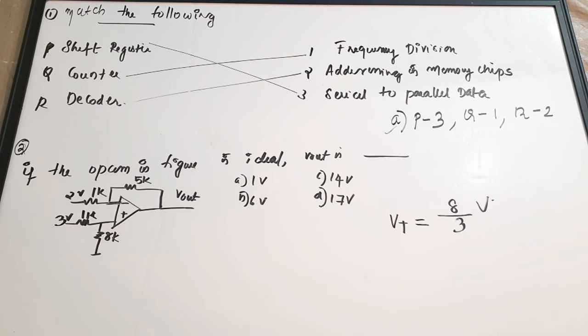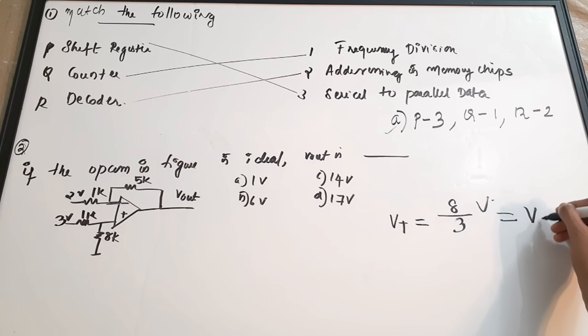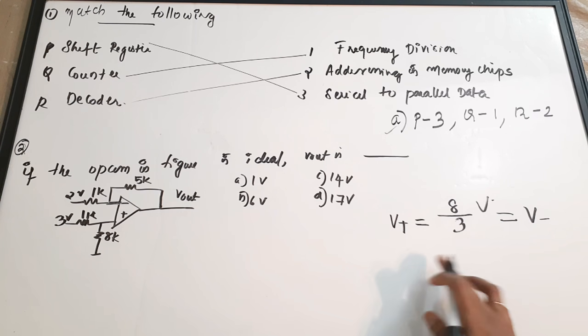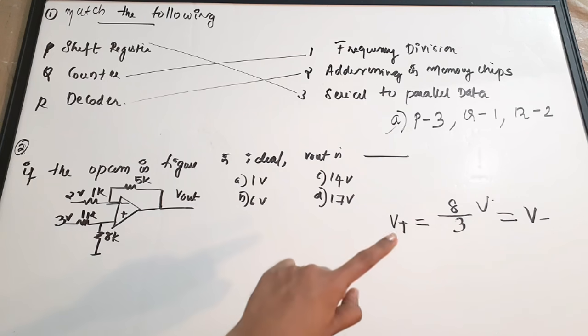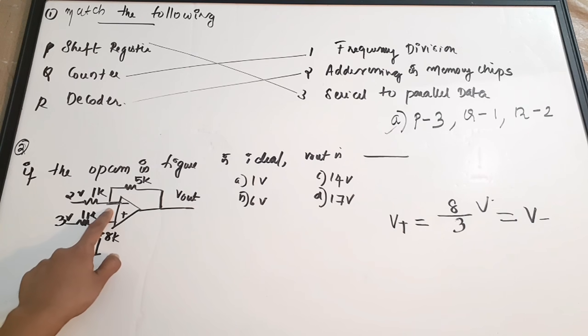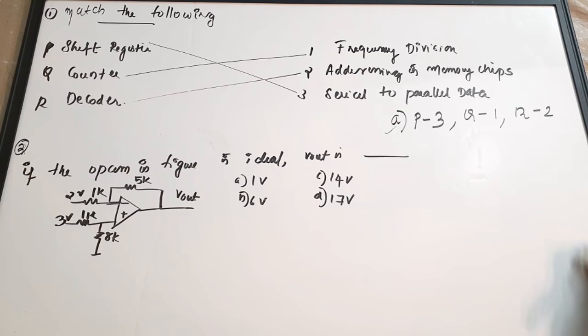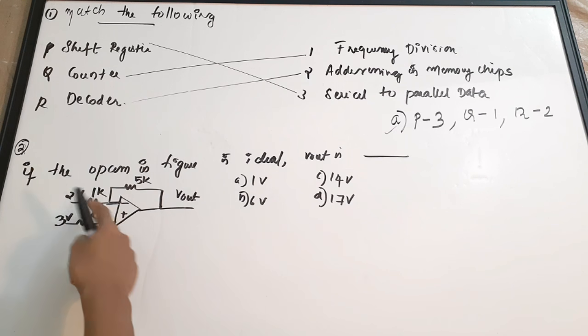Now, when you are dealing with ideal operational amplifiers, we know there is a virtual ground concept. Whatever voltage is at V plus will be the voltage at V minus also. So V plus is equal to V minus, which is again 8 by 3 volt. Now the voltage at the inverting terminal is 8 by 3 volt, and we can apply Kirchhoff's current law at this node, that is nodal analysis.